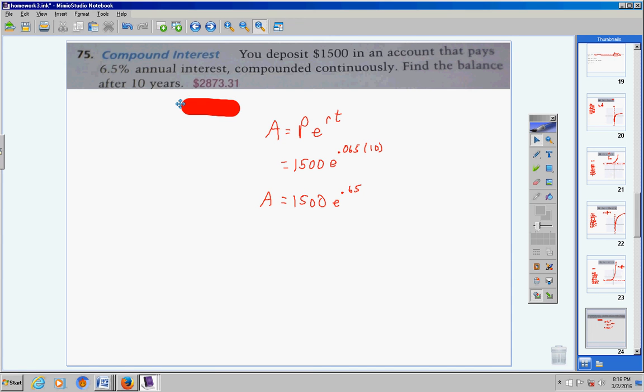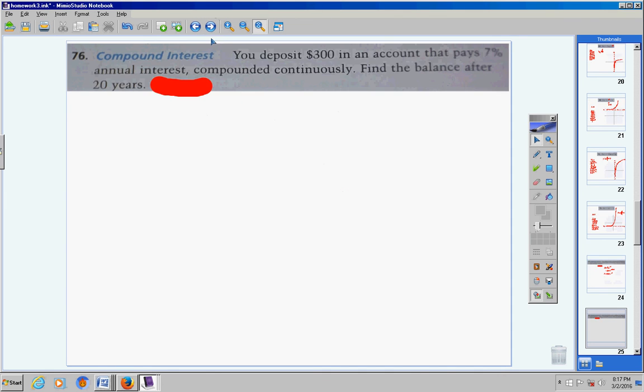So how much did you start off with? $1,500. How much did you end up with? $2,873. Okay. I knew to use this formula here because it said compounded continuously. I knew that I was solving for A because it said find the balance, and the balance is my ending amount. All right, let's try the next one, number 76.